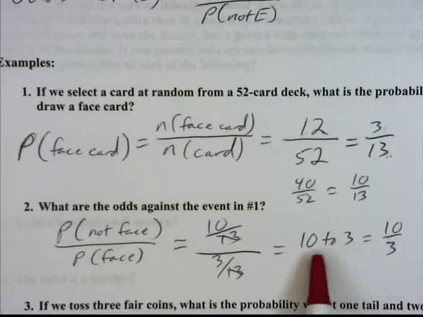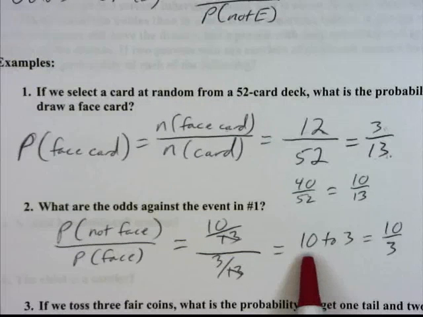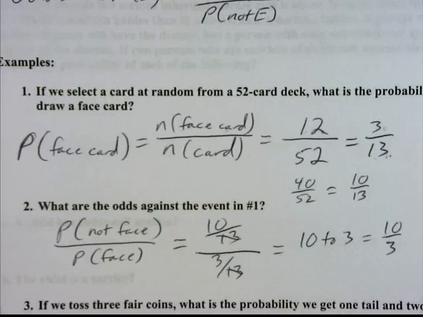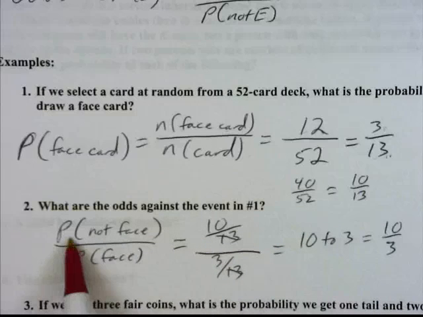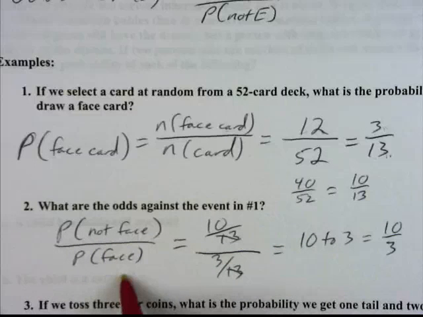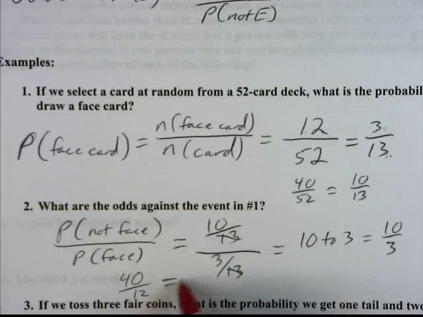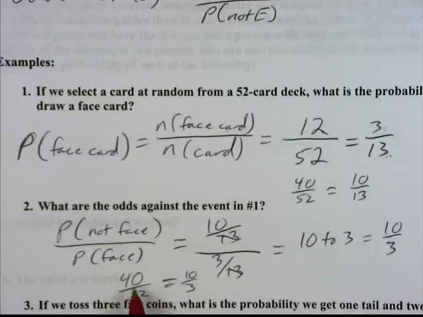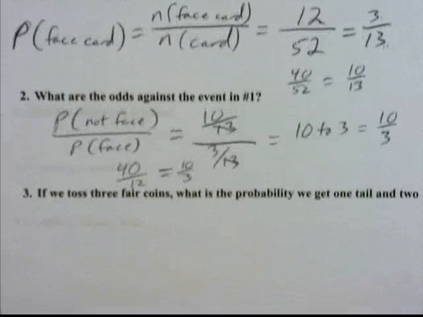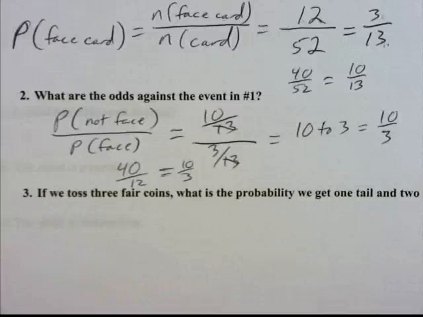That means if we do the experiment 13 times, 10 times we should pull a non-face card, and 3 times we should pull a face card, on average. Okay. You could also say, what are the number of ways to pull a non-face? That would be 40. The number of ways to pull a face, that would be 12. And notice that's going to simplify down to 10/3. Okay. You could either do it by looking at number of ways, or you could do it by looking at probabilities.